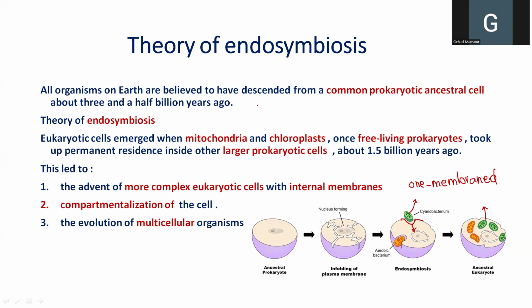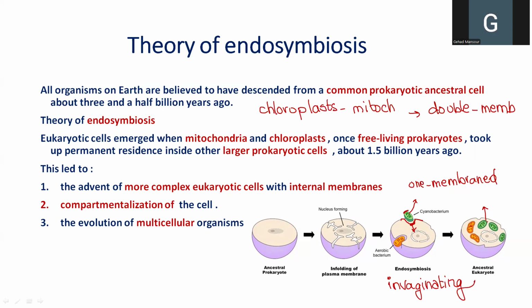So the most important evidence is that these organelles, the chloroplasts, or specifically the green plastids, and the mitochondria are double membraned. You will know very soon that these small structures are double membraned. They have their original membrane that was present from the beginning, in addition to that second membrane that was acquired upon invaginating the original host cell. So this is the first evidence that supports the theory of endosymbiosis.